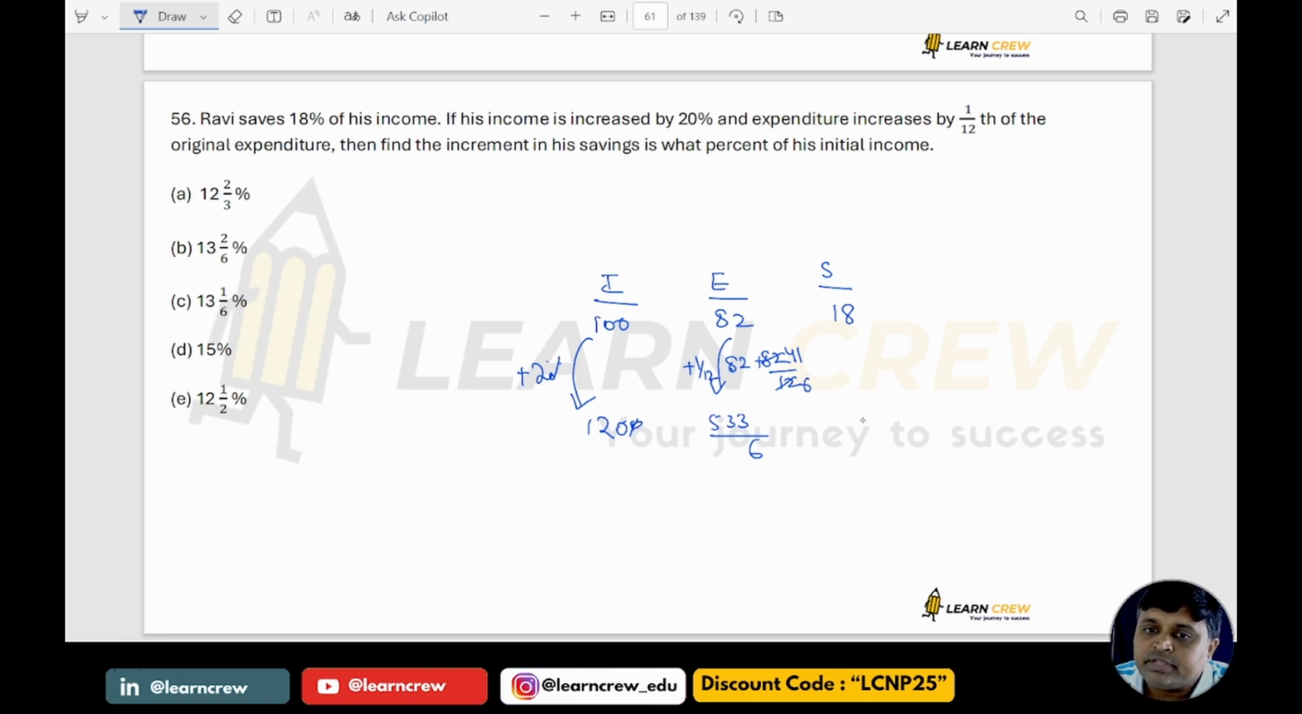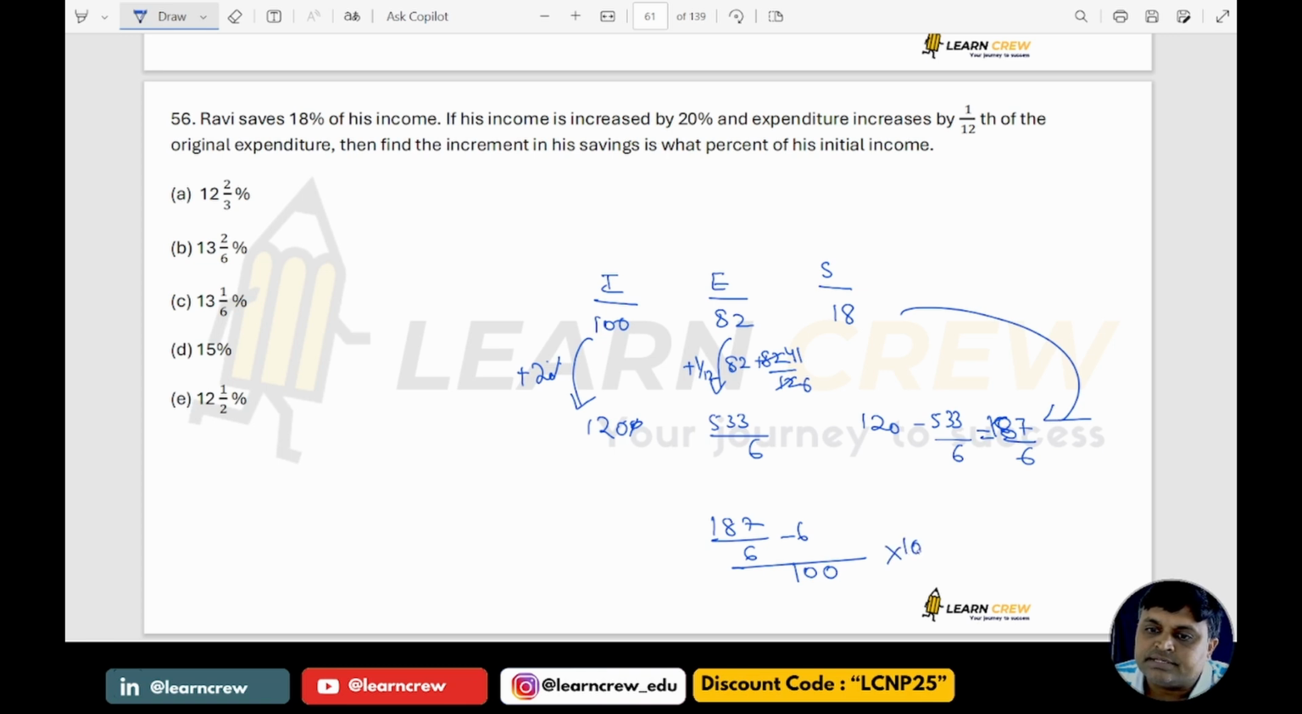Okay, and 120 minus 533 by 6 is nothing but 67 by 6. Find the increment in savings. Am I correct? 120 into 6, how much? 720, na? 720 minus 533 is 187. 187 by 6. So the increment is how much? Difference, 187 by 6 minus 18 by 6, on income.